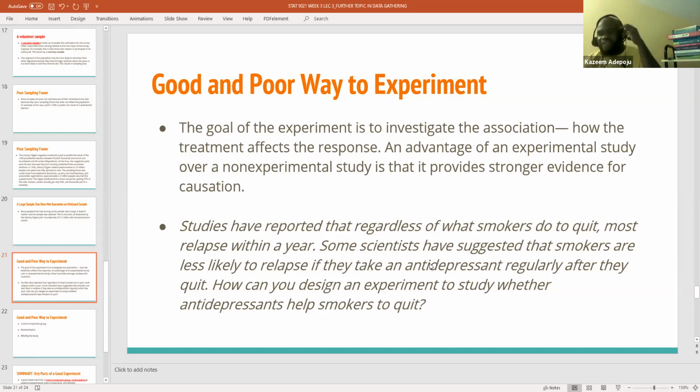And of course, the advantage of an experimental study over the non-experimental, when I say non-experimental, I mean the observational study, is that it provides stronger evidence of causation. And that was the reason why I said the other time, when you want to answer questions of causation, it's better you go experimental. Now, our studies have reported that regardless of what smokers do to quit, most relapse within a year. Some scientists have suggested that smokers are less likely to relapse if they take an antidepressant.